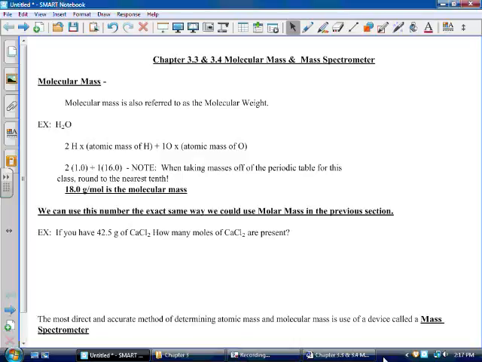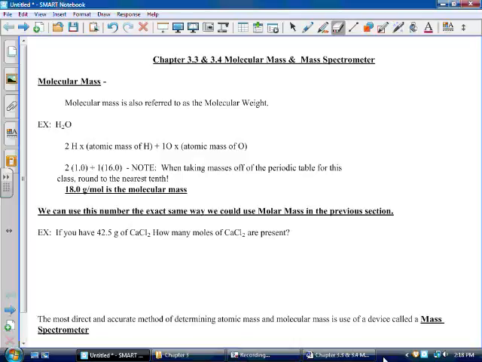So, for example, if we have 2 hydrogen atoms, the mass off the periodic table is 1.0. So we take 2 times 1.0 to get the mass of the hydrogen. We're going to add to that 1 oxygen times its mass, which is 16.0. In the end, we add up 2 times 1 is 2, plus 1 times 16, which is 16, and we get a molecular mass of 18.0 grams per mole. You would do that for any compound given.